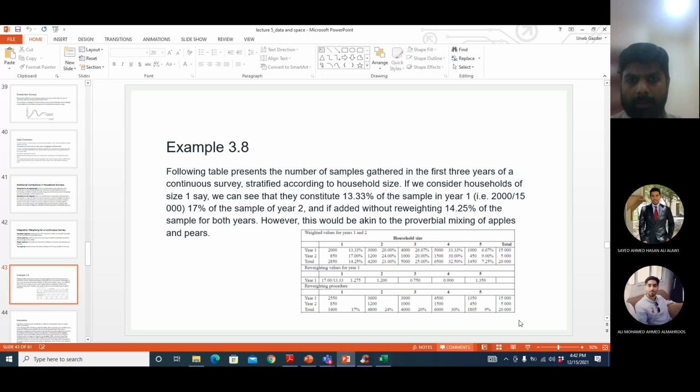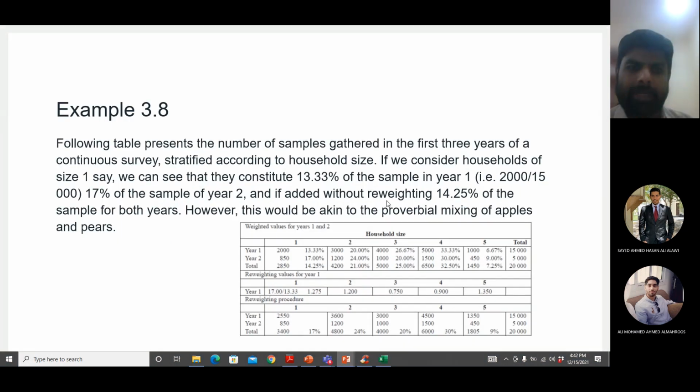Okay, so the table which you see on the slide here shows the number of samples gathered in the first 3 years of a continuous survey. You only see the results from 2 years. The sample was planned for 3 years, but the third year is still planned. We don't have the sample yet for the third year. So we have the sample for years 1 and 2, and you can see the number of households from which the data was gathered in the first year in the first row, and for the second year in the second row.